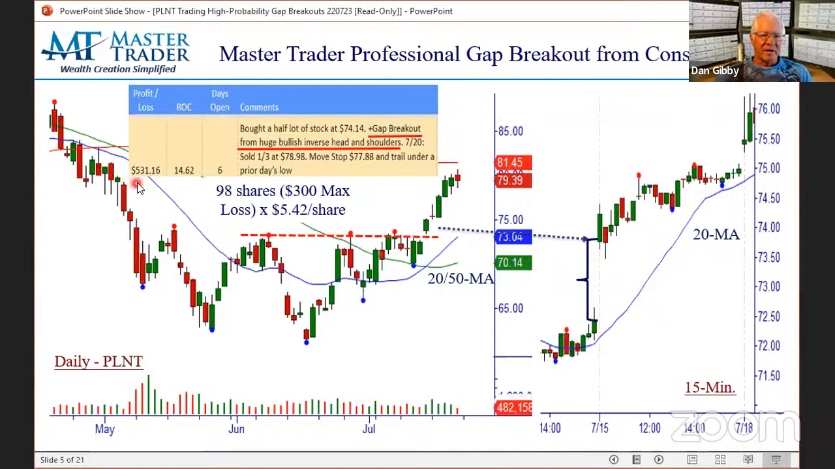We made $531 in 6 days. Our spreadsheet just automatically calculates $300 max loss per trade, just for the sake of plugging in share size. That spit out to be 98 shares because our stop was under the prior bar's low. We made $5.42 a share just going in a simple trail mode.